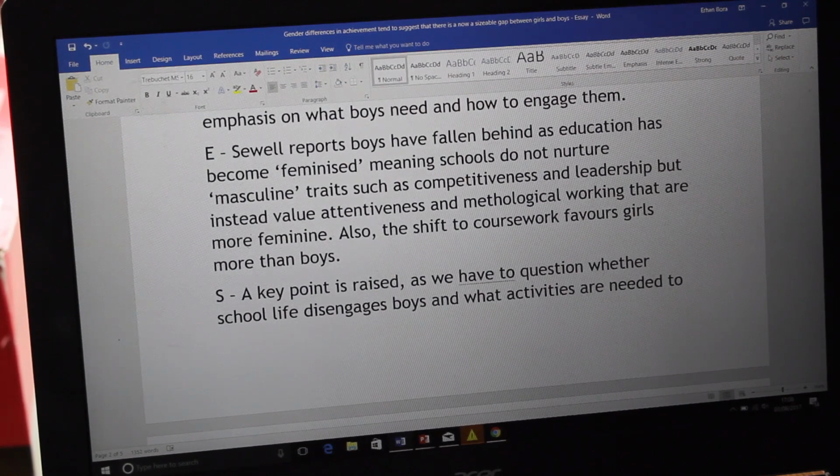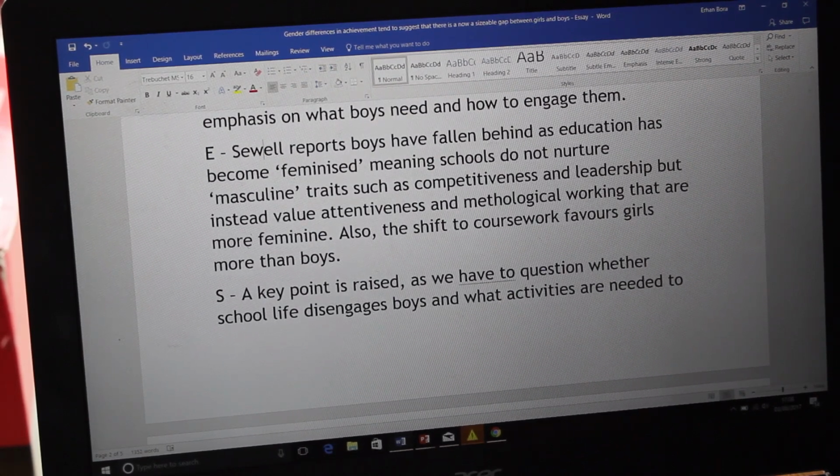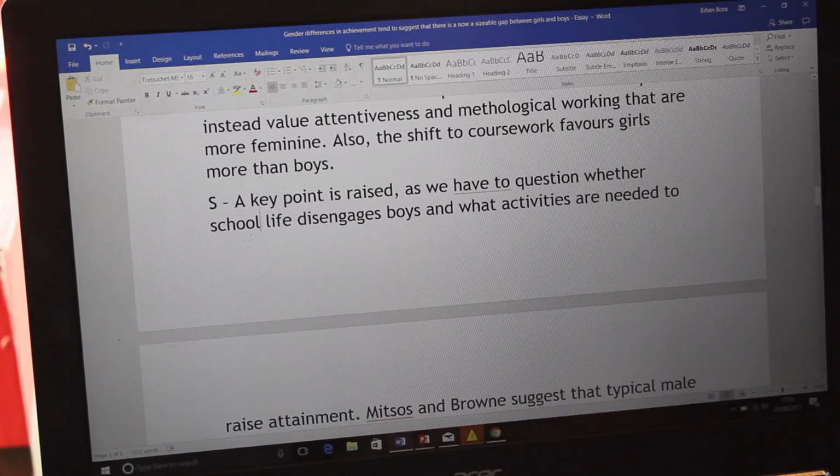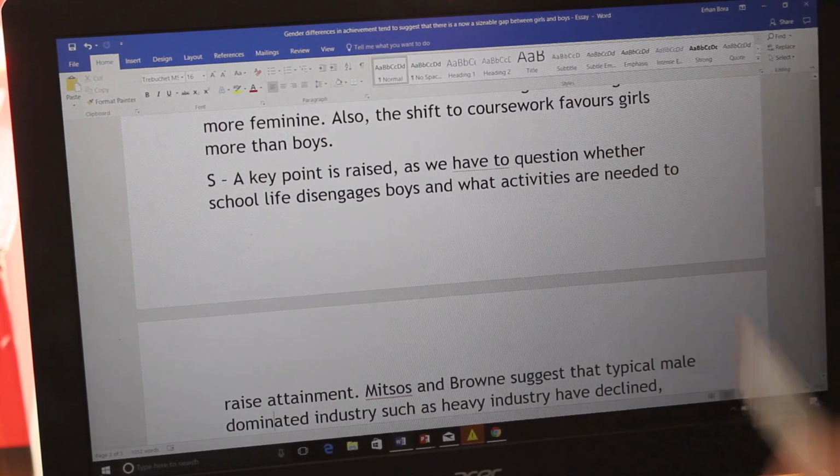He reports that boys have fallen behind as education has now become feminized, meaning schools do not nurture masculine traits such as competitiveness and leadership, but instead value attentiveness and methodological working that are more feminine. Also, the shift to coursework has favoured girls rather than boys. So what Tony Sewell is saying here is that school is more feminized. Again, it's more accessible to the girls, it's more female friendly, and the boys are being sort of alienated. So a key point is raised as we have to question whether school life disengages boys and what activities are needed to raise attainment even.